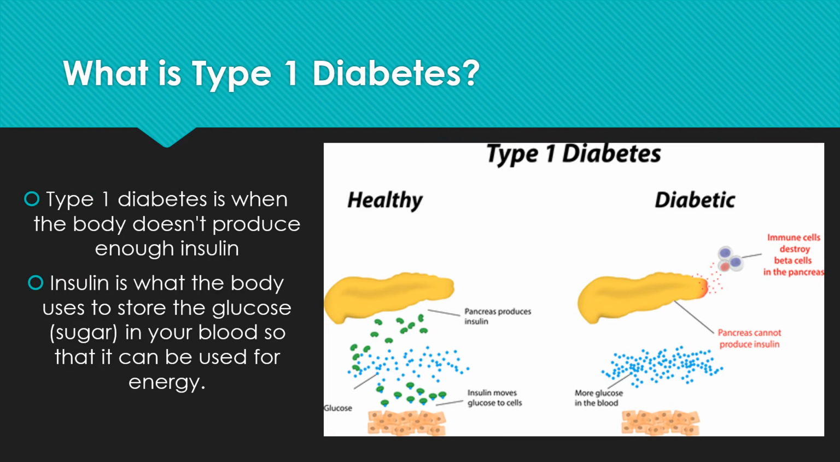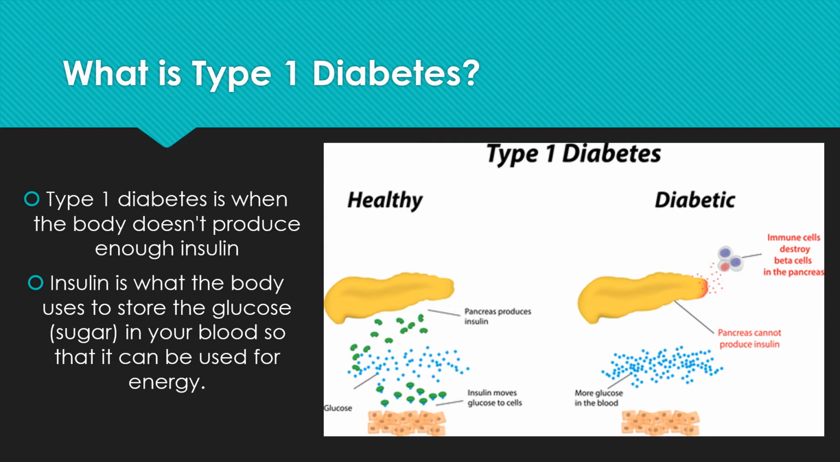Let's start off with type 1 diabetes. This is sometimes referred to as early onset diabetes because it is typically diagnosed in children, adolescents, and young adults. Type 1 diabetes occurs when the body doesn't produce enough insulin, and insulin is what allows the body to use the glucose or sugar from our food as energy.